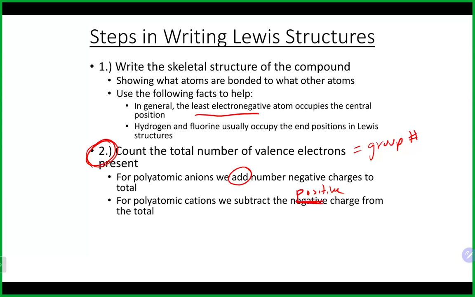So if something has a -2 charge, you need to add 2 electrons to your total. If you have a +1 charge, you need to subtract 1 electron from your total. That number is really important because when you're done with your picture, you have to have exactly that amount of electrons on your picture. Can't have any more, can't have any less. You got to hit that number dead on.